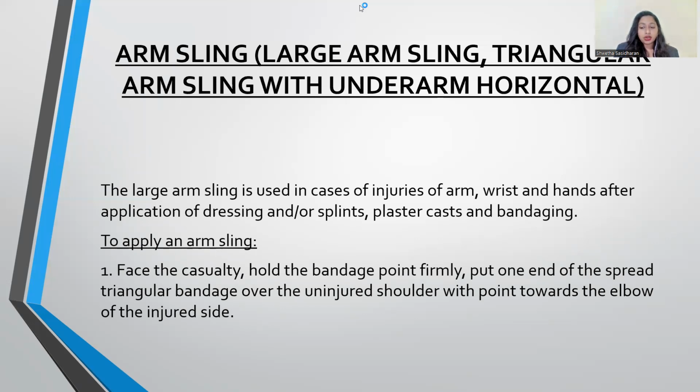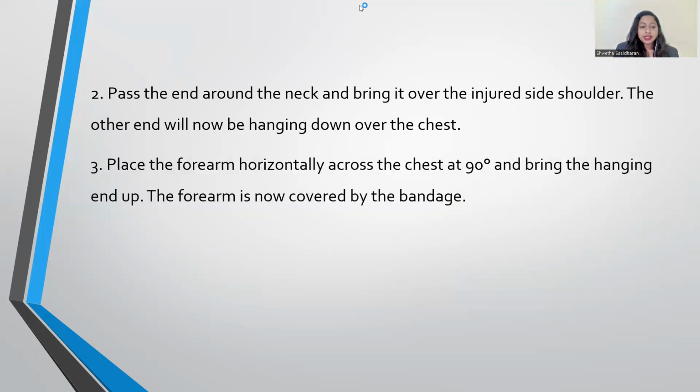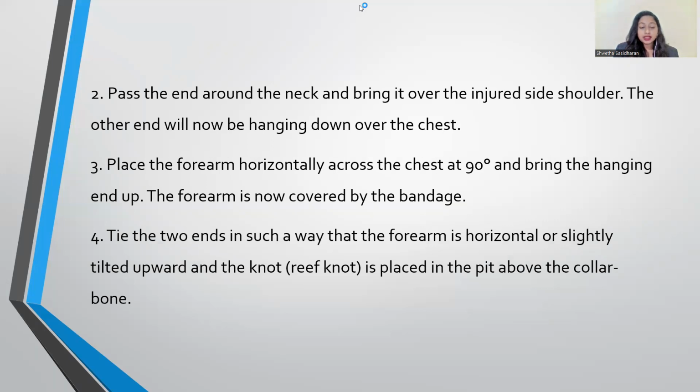Put one end of the spread triangular bandage over the uninjured shoulder with one point towards the elbow of the injured side. Pass the end around the neck and bring it over the injured side of the shoulder, and the other end will now be hanging down over the chest. Place the forearm horizontally across the chest at about 90 degrees and bring the hanging end up. The forearm is now covered by the bandage. Tie the two ends in such a way that the forearm is horizontal or slightly tilted up, either this way or even this way.